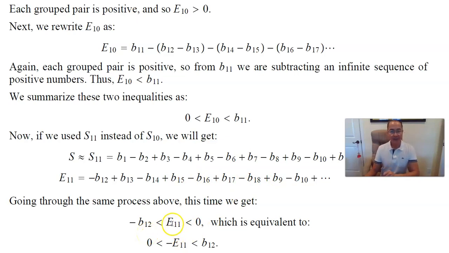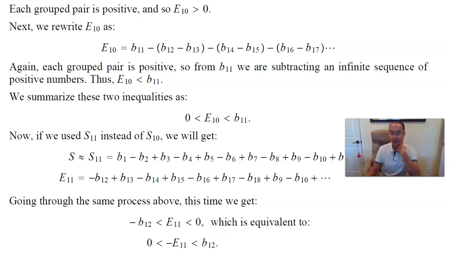Okay, so this time E11 is negative, which means that S11 is too big. S minus S11 is a negative number, so E11 must be negative. S11 is an overestimate. Okay, it's bigger than the actual correct sum. Or another way to say this is that the negative of E11 is positive and smaller than B12.